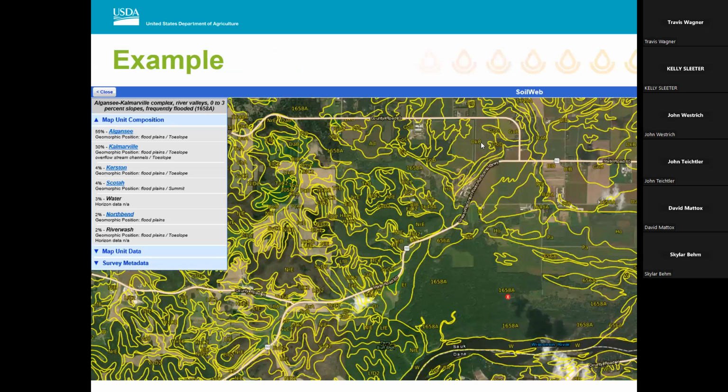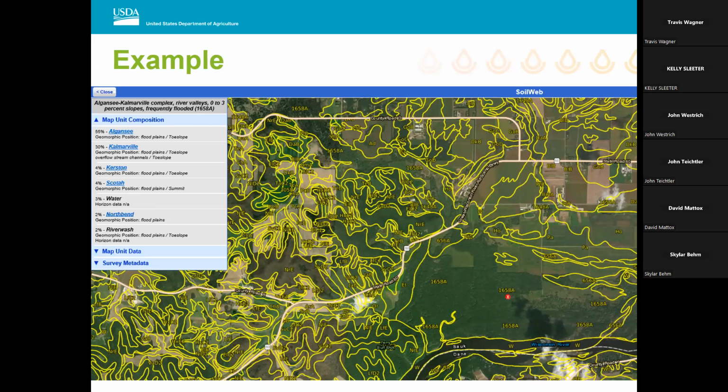So here's an example of Algansee-Kalmarville complex, river valley, 0 to 3% slope, frequently flooded. There's a lot of information in there, and it's a very complex map unit. This map unit resides through the Driftless Area, running from the St. Croix River all the way down to the Wapsipinicon River in Iowa, and in 4 different states: Minnesota, Wisconsin, Illinois, and Iowa. And it also runs along the Wisconsin River from the Devil's Lake, Baraboo Hills, the end of the Green Bay lobe, out to the Mississippi.